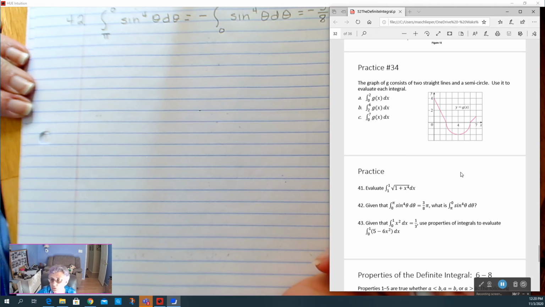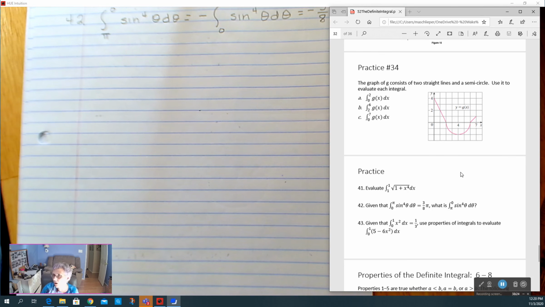And again, we're using the fact that the integral from 0 to 1 is equal to 1/3. I'm going to let you do this one on your own because we did one almost exactly like it.